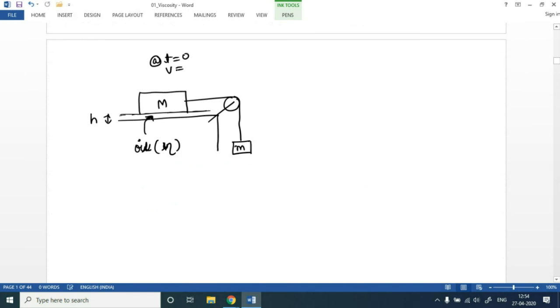From this, at t is equal to 0, v is equal to 0, and we wish to find out, once this is released, obviously this will pull this block in the rightward direction. What we wish to find out is the velocity of the block of mass m as a function of time.